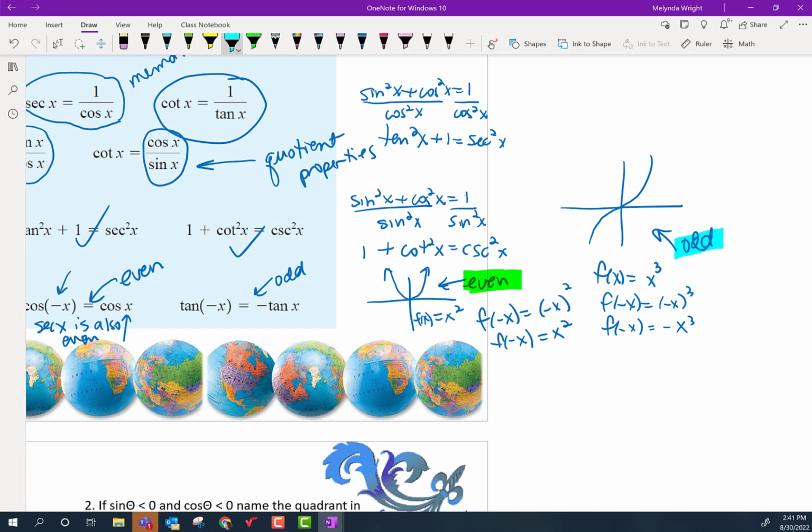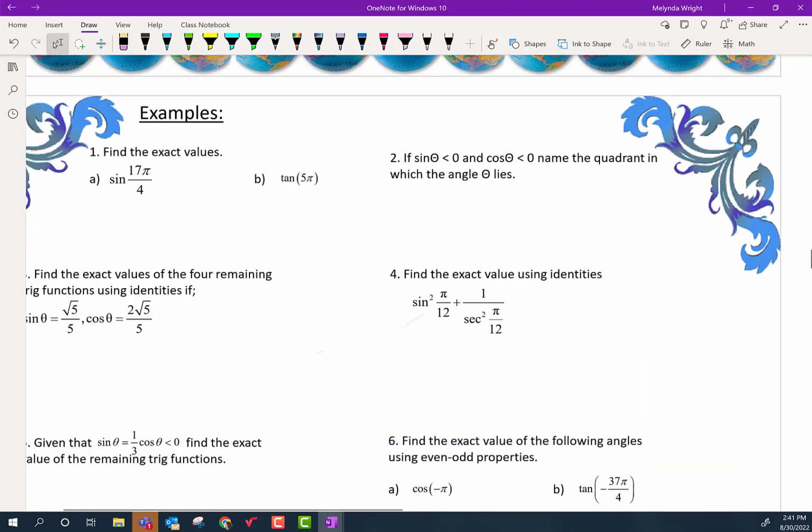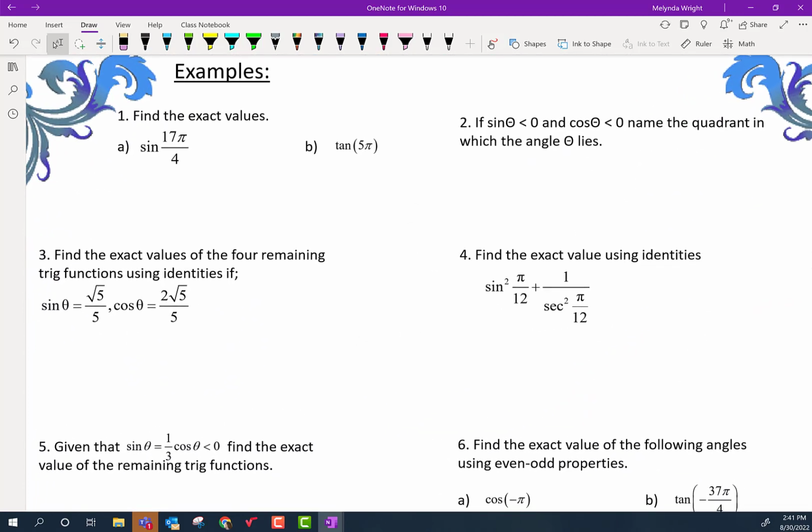Okay, even and odd. That's a reminder from last year. Is everybody okay? Okay, so let's go ahead and start on our examples on the next page. Some of it is a bit of a review. They want us to find the exact values.